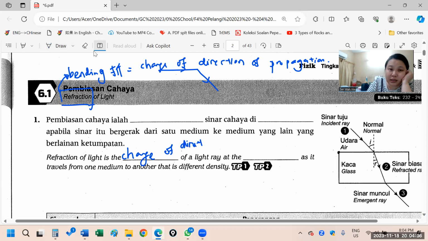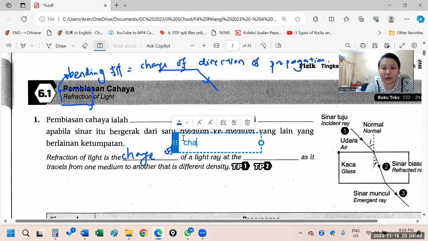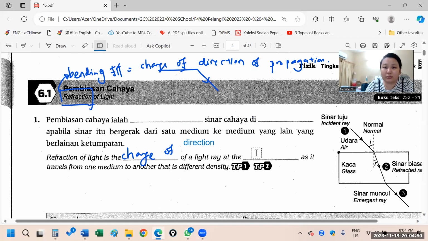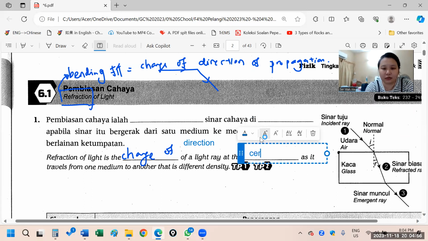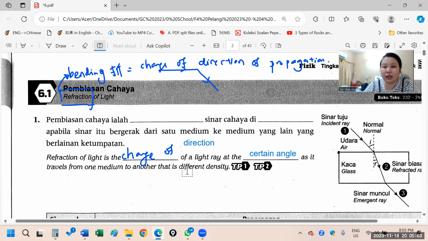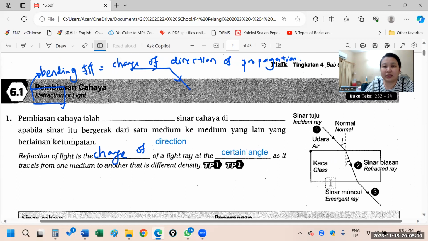Wow, I typed very hard to write. Is the change of direction of the light ray at a certain angle when it travels from one medium to another medium that is of different density, right? So you can see when the light ray comes from air, goes through the glass and comes up in the air.